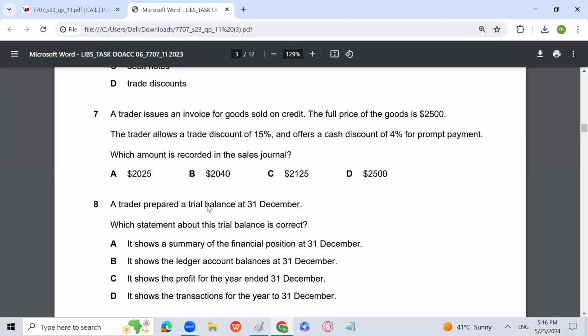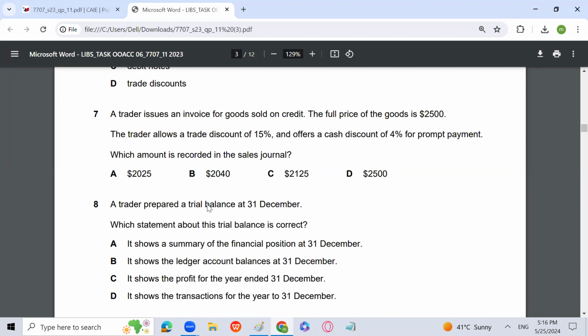A trader issues an invoice for goods sold on credit. The full price of the goods is 2,500. The trader allows a trade discount of 15% and offers a cash discount of 4% for prompt payment. Which amount is recorded in the sale journal? I want you to understand a very important thing: trade discount will not come in the books of account. Trade discount will be subtracted from the total amount and the resultant amount will be written in the sale journal.